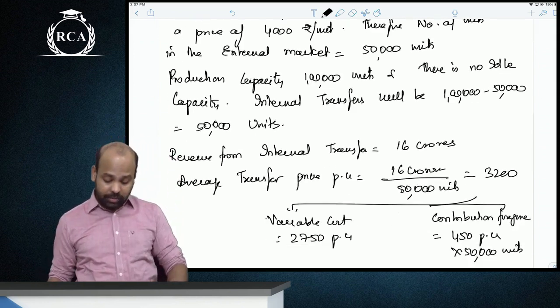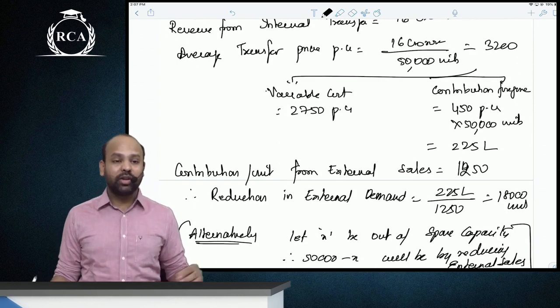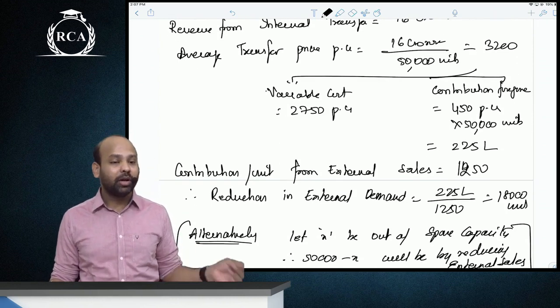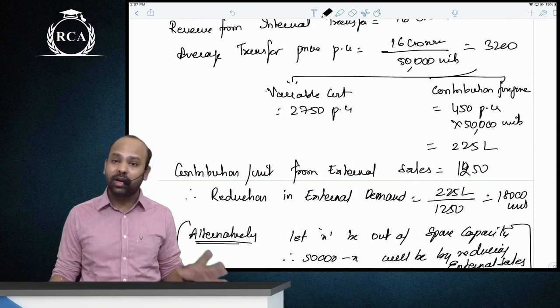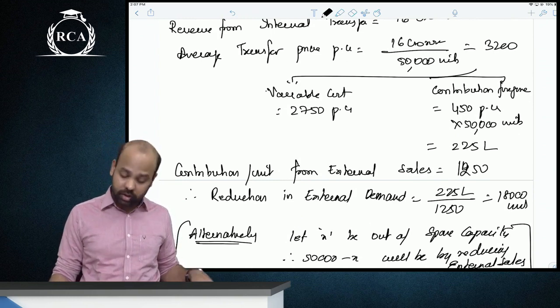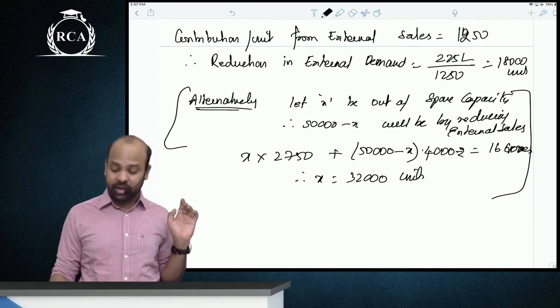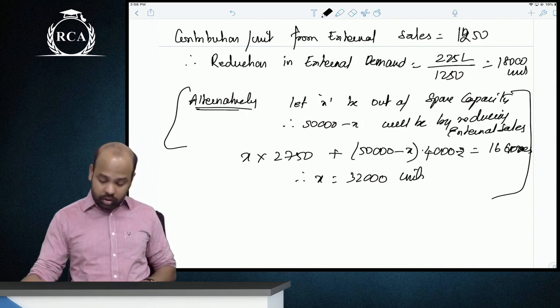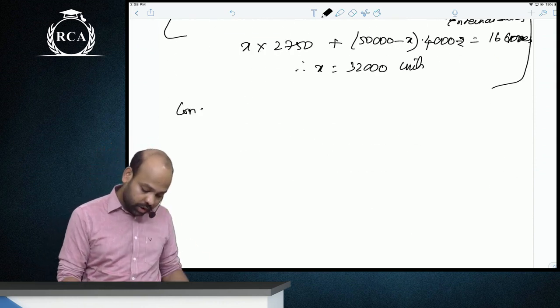To compute that, we did this: what is the total amount of your contribution foregone, how much contribution is there per unit, and you will get the reduction in external demand. Or I can do this alternatively. What is the conclusion?